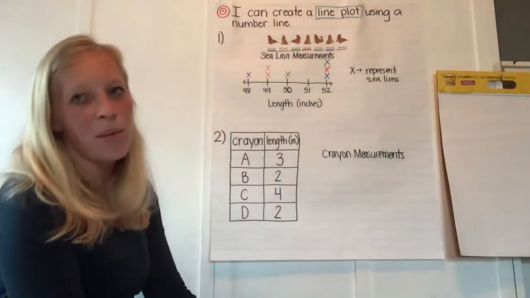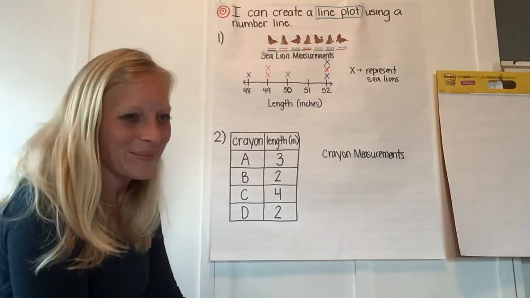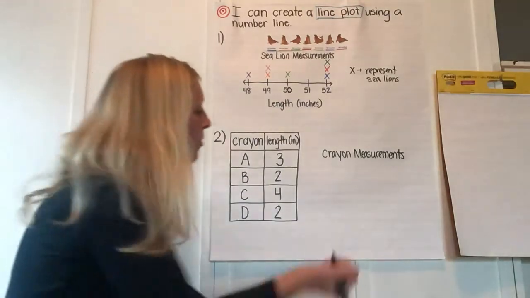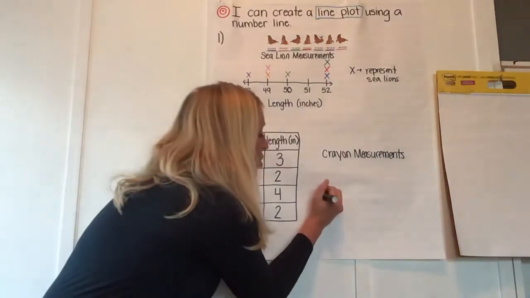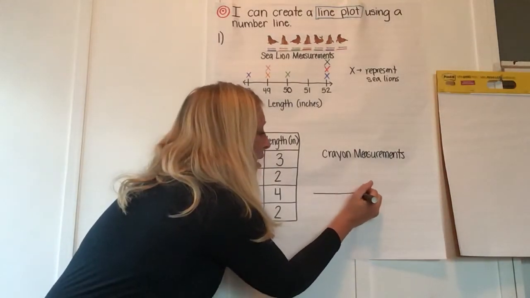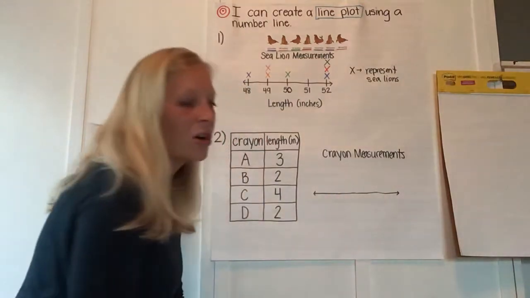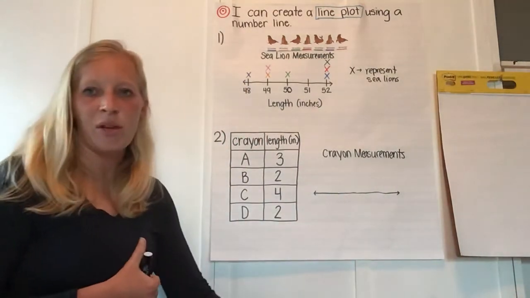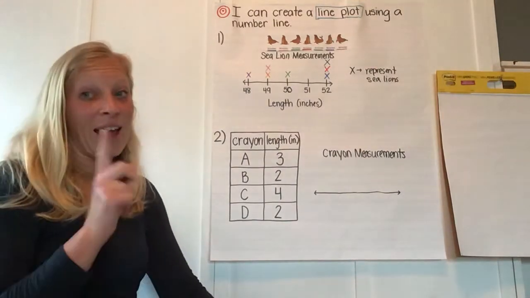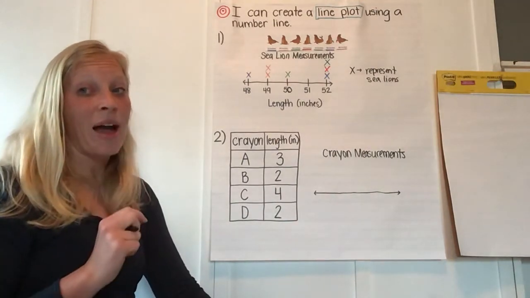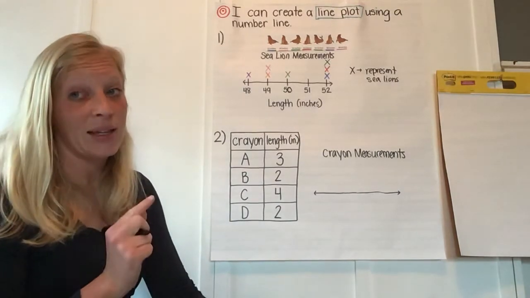And what do I need to remember to do with my line plot? Oh, I want each of you, whether you're at home or at school right now, I want you to draw this line with me, okay? I'm going to draw a nice straight line with an arrow on each end. Thumb in front of you to tell me when you've done that. Now, I'm going to draw to include my smallest number and my biggest number.